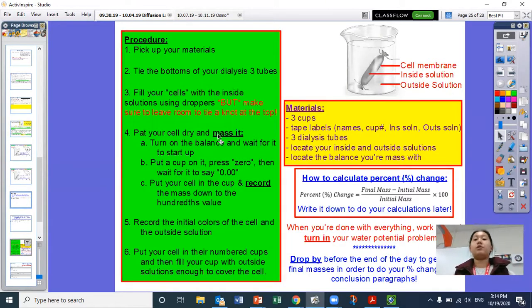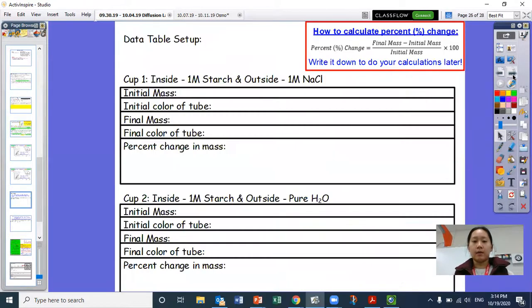So here's the setup that you're not really doing, but I am. It's basically going to be 2 separate setups of this. And we're going to actually start out and mass our cells from the beginning. So you have your initial masses, and then we'll have a final mass at the end. So let me go ahead and show you how you're setting up your table. I have the formula over here because you're going to need it. If you want to, write it down on your page because it is a very useful formula. Percent change in mass is going to be final mass minus initial mass, divided by the initial, times 100.